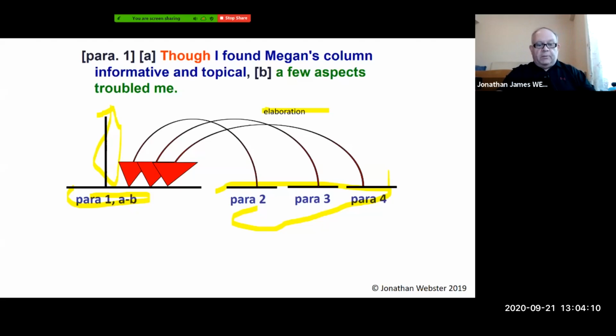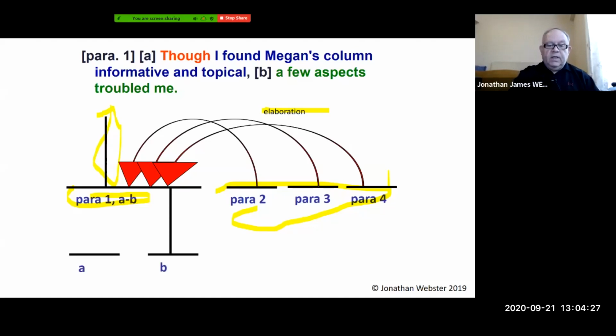That's how they describe it. The nucleus being sort of the main idea. So the idea being that the letter writer is saying, yeah, okay, informative and topical, a few aspects troubled me, and then elaborates. It gives the general statement and then followed by the specifics.